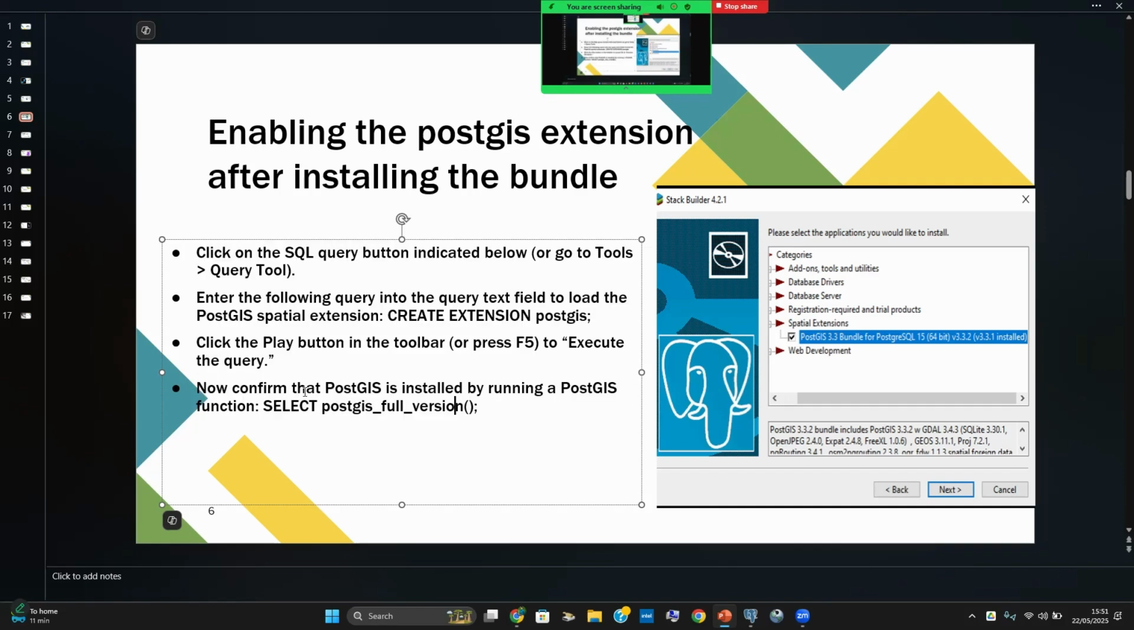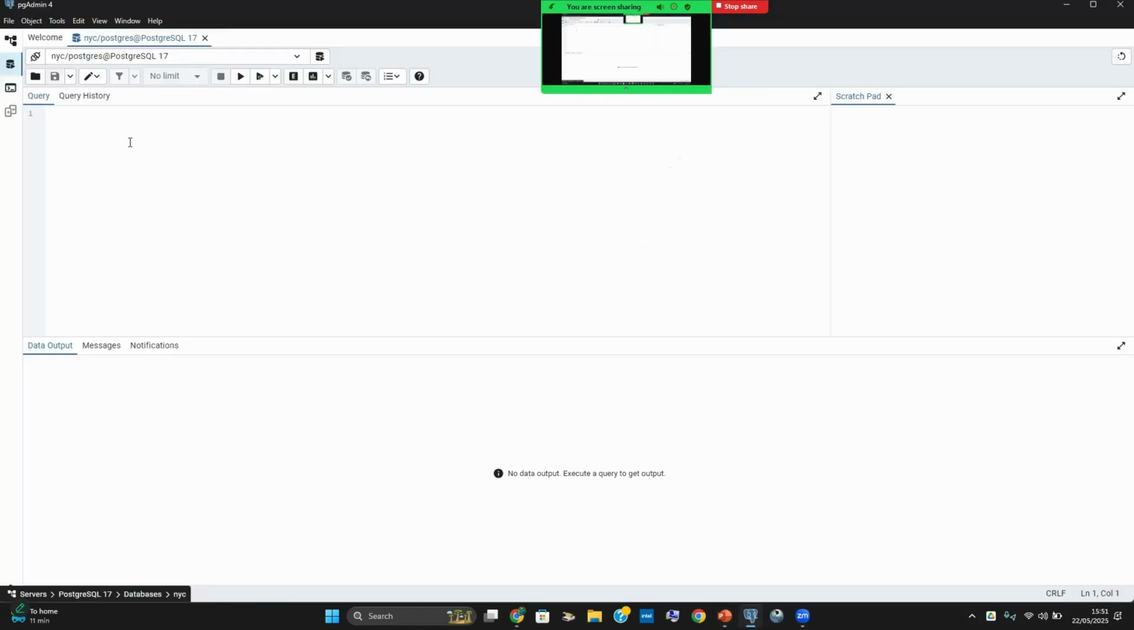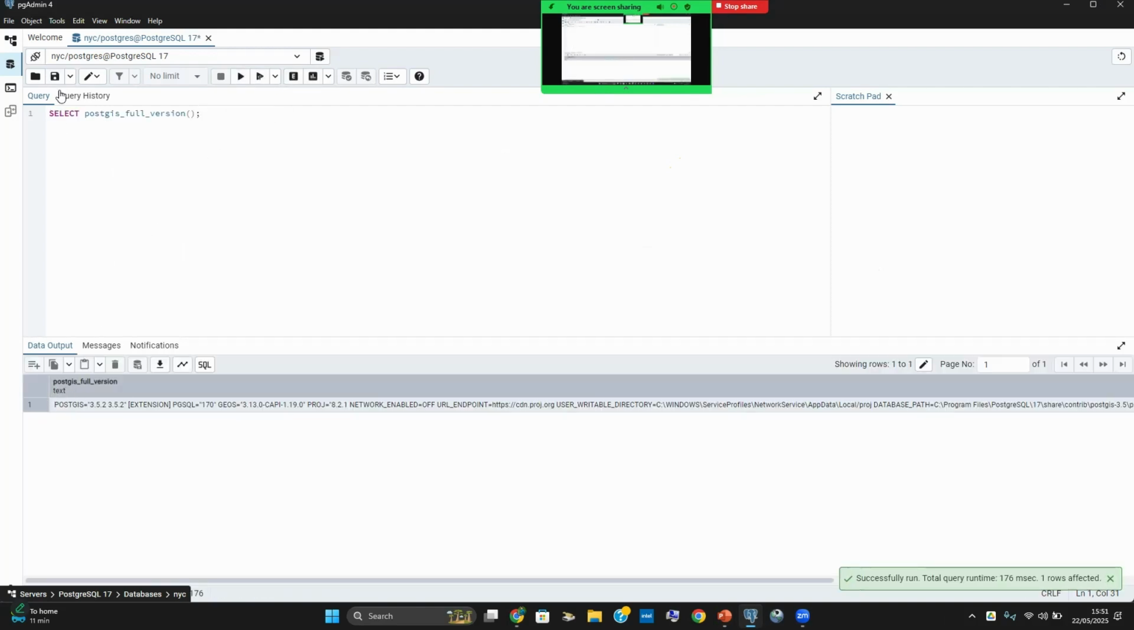by copying that query there, and let's run it here. And you're seeing we're selecting the PostGIS full version in the database. And you're seeing PostGIS 3.5.2, the extension is present here. So I know it is active on this database, right?